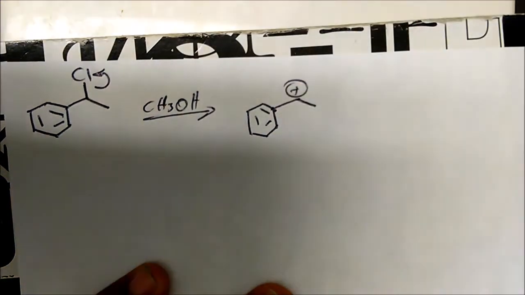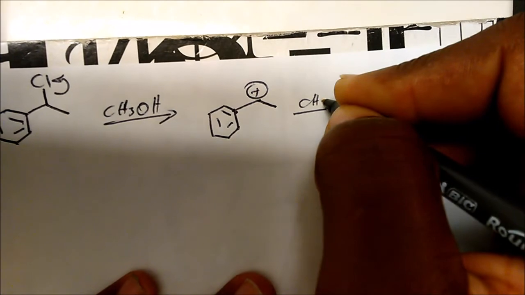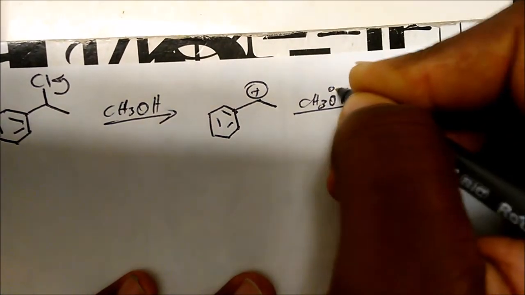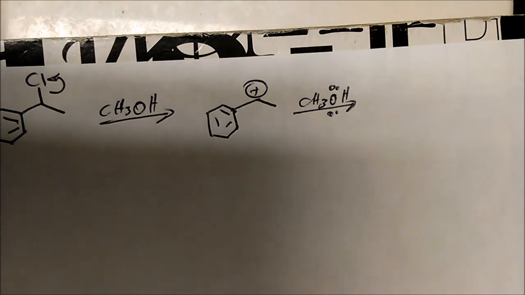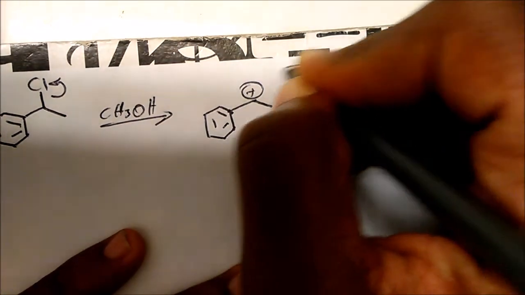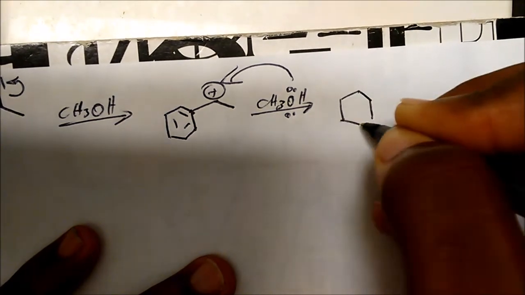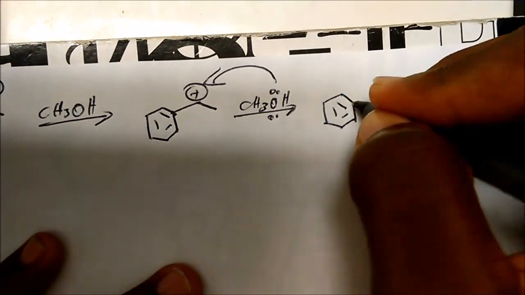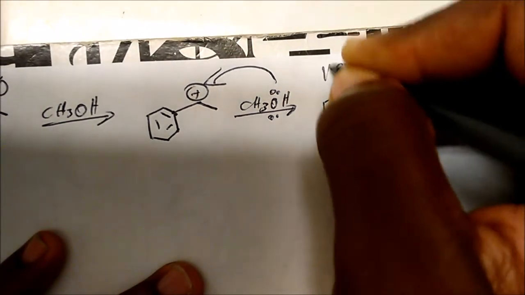You get a +1 charge here. Now be careful. There's no rearrangement that could happen here, right? We already have a secondary carbocation, so there's no rearrangement that could happen. So again, these electrons of the oxygen come in to bond, and we get something that looks like this, bonded to an O with a CH3.